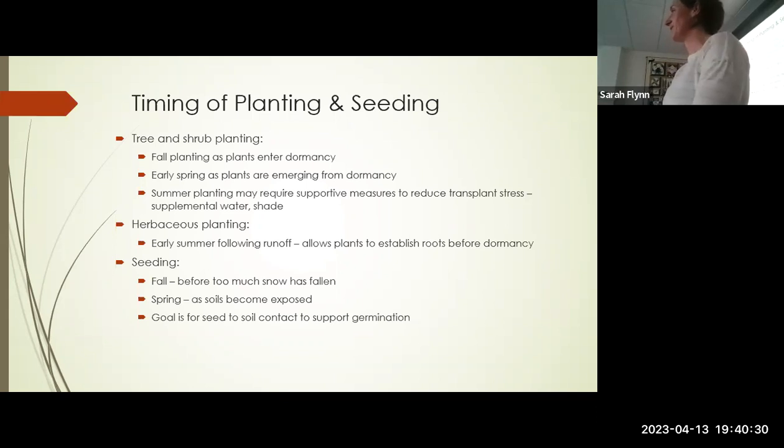Spring can be a fine time to plant as well, but sometimes we're working in these wet areas and flooding happens before we're ready to go or as you're getting ready to go, and then you can no longer access your site. So fall tends to be a good time to plant.